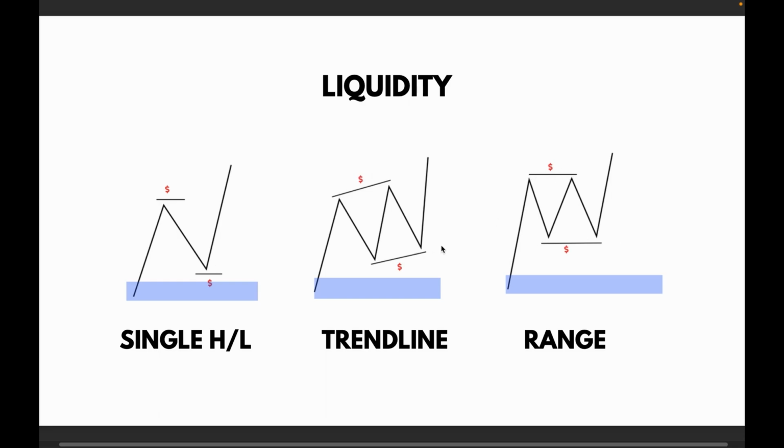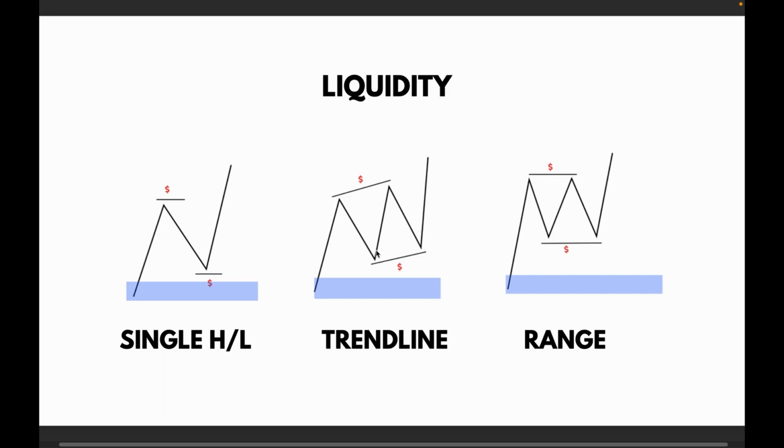So how to spot liquidity on a chart? Basically, why does liquidity form? This blue zone is an order block. Now this is the single high low liquidity, where we can see there is only one low which is liquidity. In trendline, there is a structure over here, trendline liquidity, and third is range liquidity. My definition for liquidity is: once the order block is mitigated and there is imbalance below the structure and there is also an order block, there will always be liquidity.